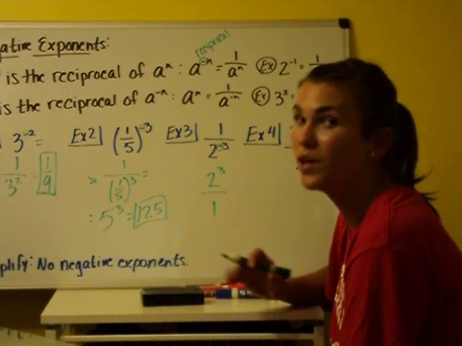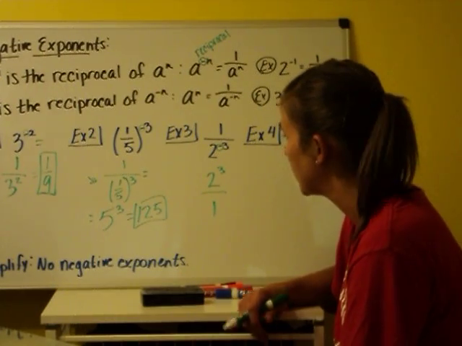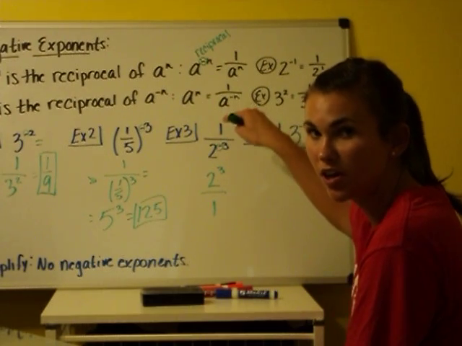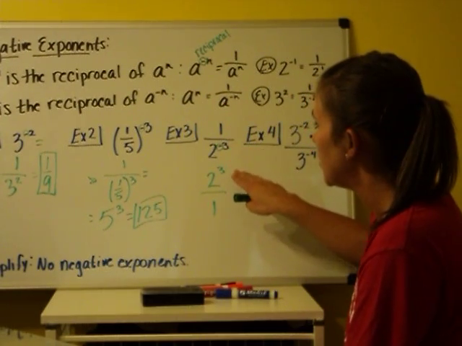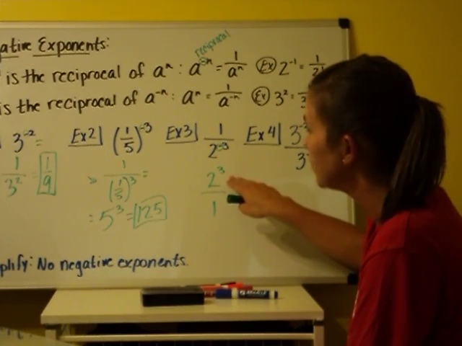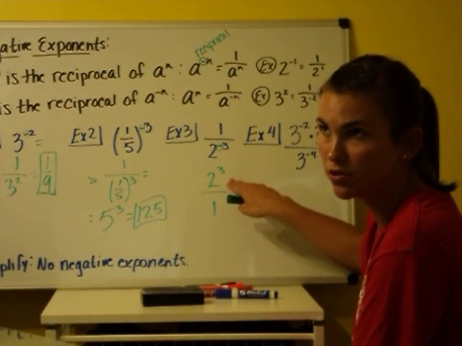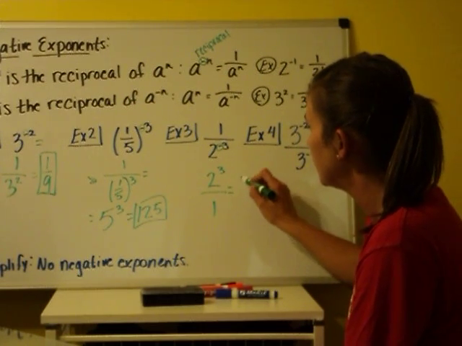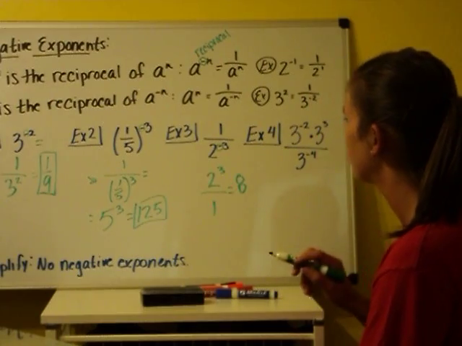Alright, that's the quick and easy way to deal with negative exponents. The base stays, and we just flip the location, whether it's from denominator to numerator, numerator to denominator. So this 2 to the negative third in the denominator becomes 2 to the positive third, cubed, in the numerator. And 2 cubed is 8. Okay?